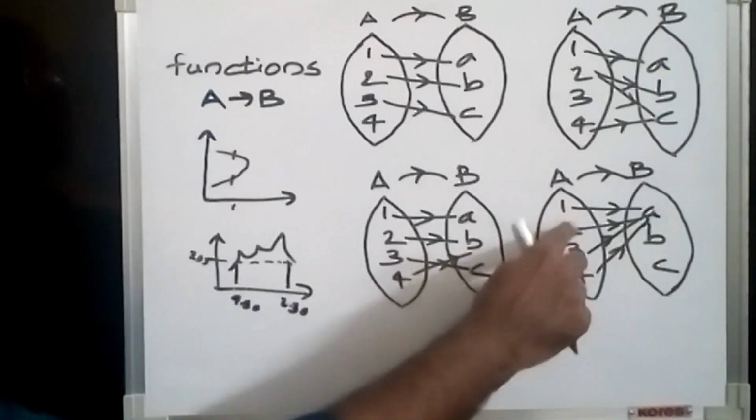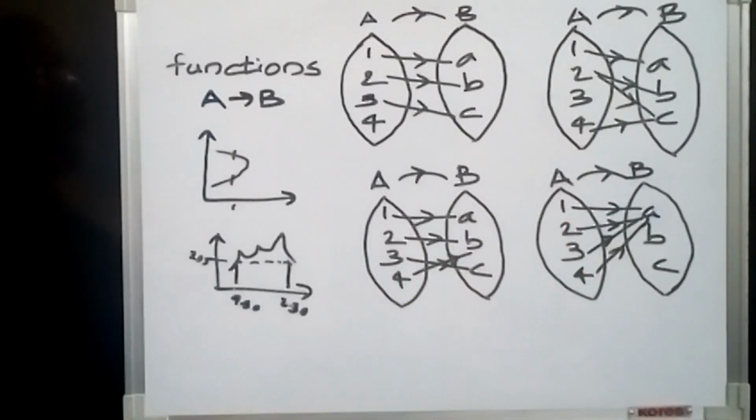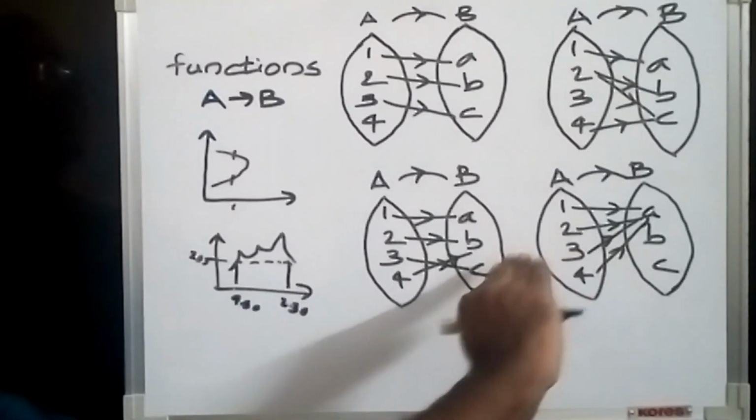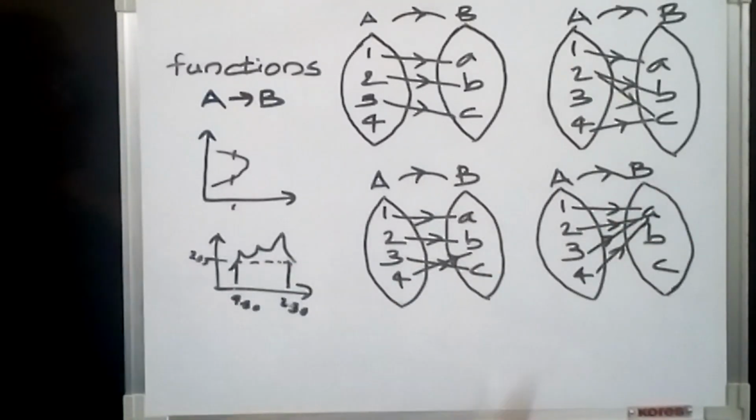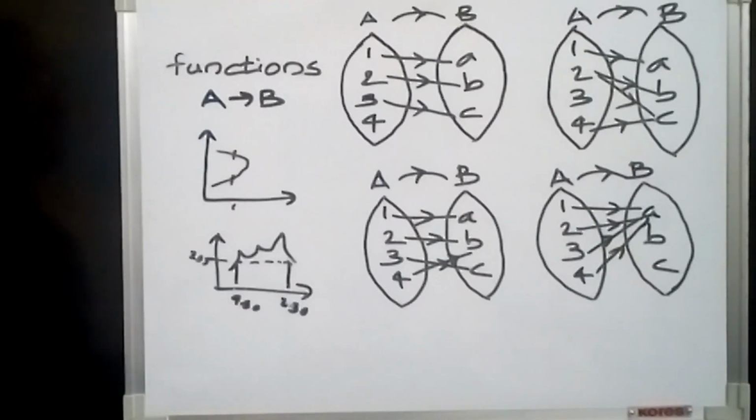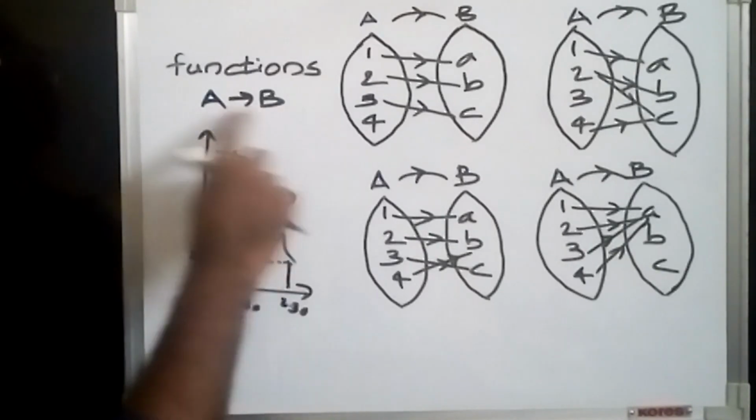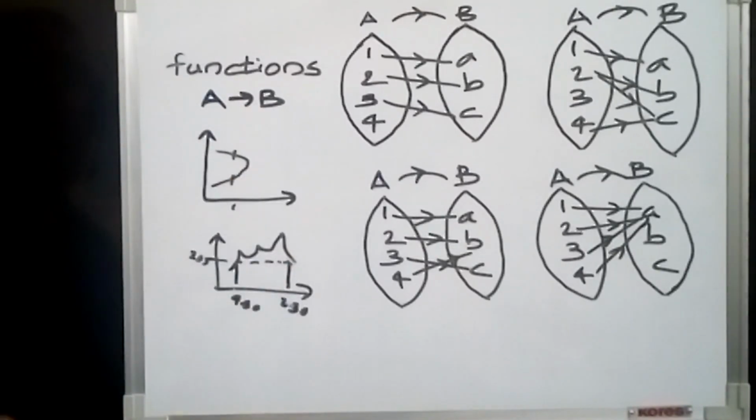Similarly, here the elements 1, 2, 3 and 4 in A have the same image, small letter a, in B. Thus, the definition of a function is that a relation from A to B is said to be a function if every element in the set A has one and only one image in B.